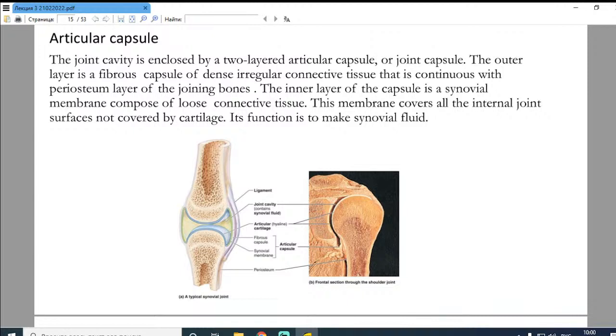This membrane covers all the internal joint surfaces not covered by cartilage. Its function is to make synovial fluid. This is the articular capsule. It is the structure of a typical synovial joint.